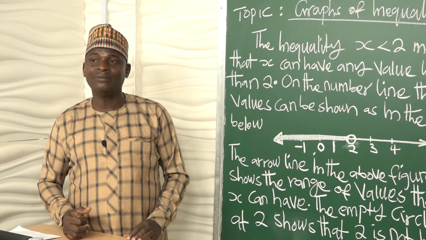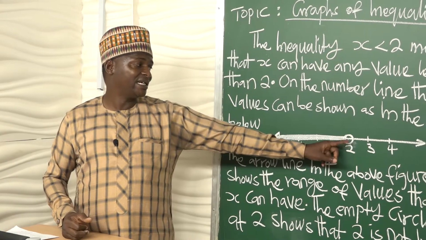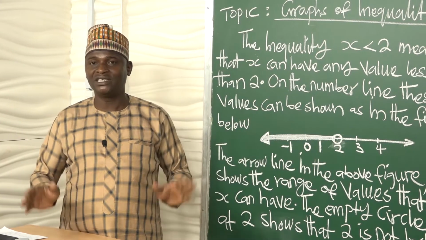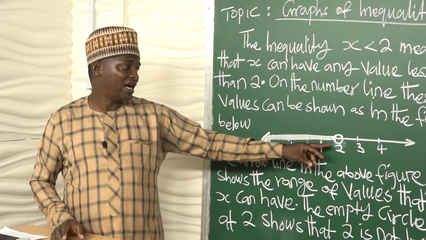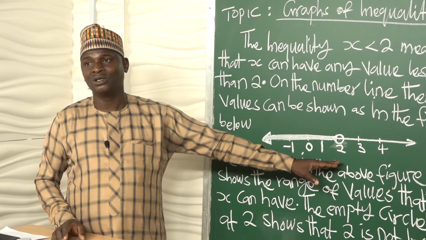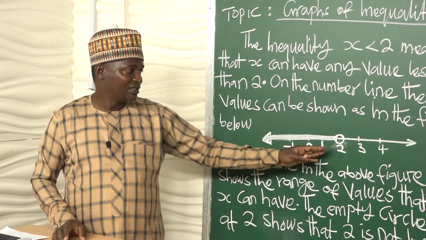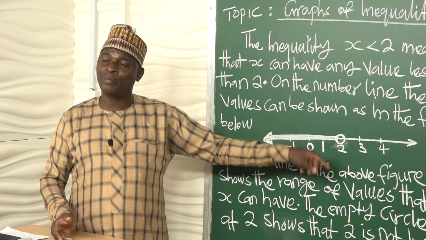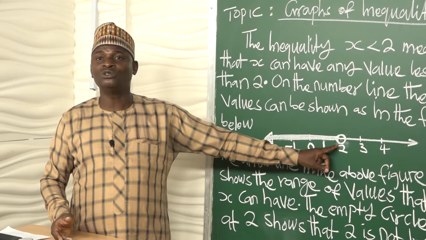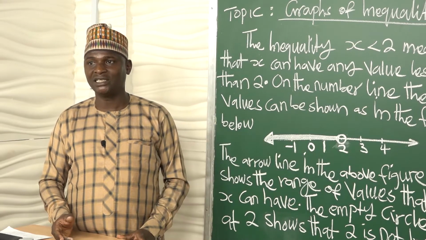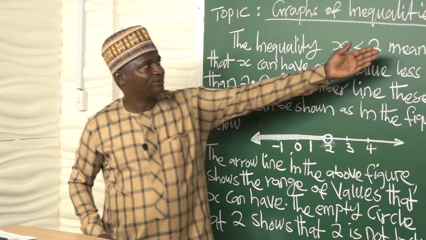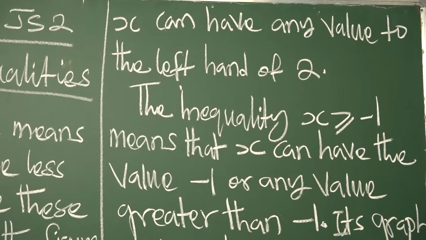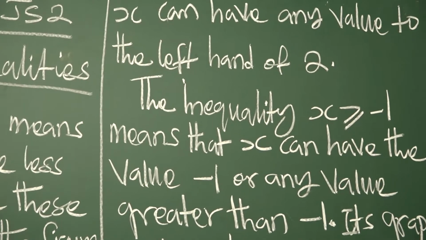It's not included, and because it is not included, despite the fact that we have a circle on 2, that circle is left empty, not shaded. So this explains why 2 is not among the values of x. And that is always the case, whether you have greater than or less than: if the number in question is not part of the solution, the circle is going to be left empty, not shaded. Look at another example here: the inequality x greater than or equal to minus 1.